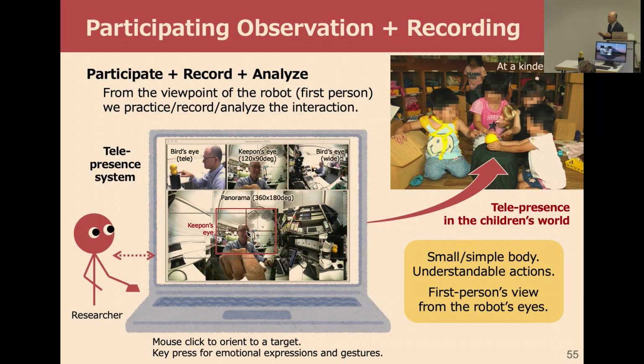But anyway, by using this system, the researcher can go into the world of the children, having your body turned into this small yellow simple body, and then you can interact with kids in many ways. So this is a really interesting research tool for studying the emergence of social intelligence or communication intelligence. Thank you very much for listening. Thank you very much.